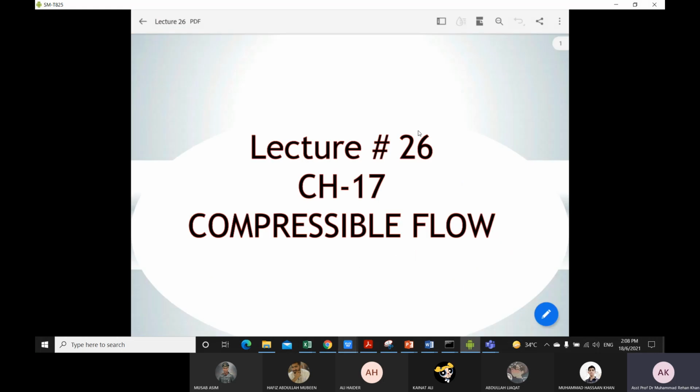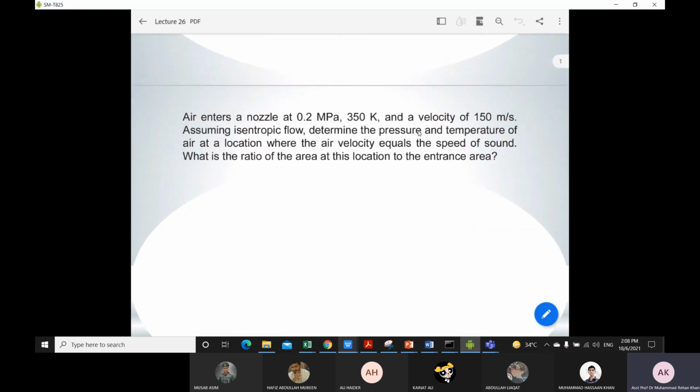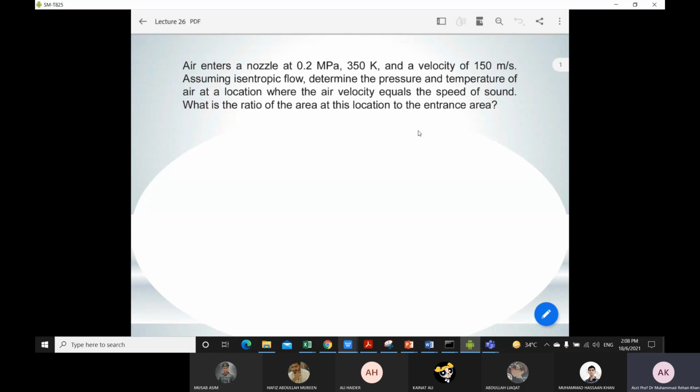Starting from chapter 17 again, we will try to solve some more examples related to converging and diverging nozzles. Here it is 17-58 from your book. The problem: air enters a nozzle at 0.2 megapascal. Temperature is given, velocity at inlet is given. Assuming isentropic flow, determine the pressure and temperature of air at the location where the air velocity equals the speed of sound, and the ratio of the area at this location to the entrance area.